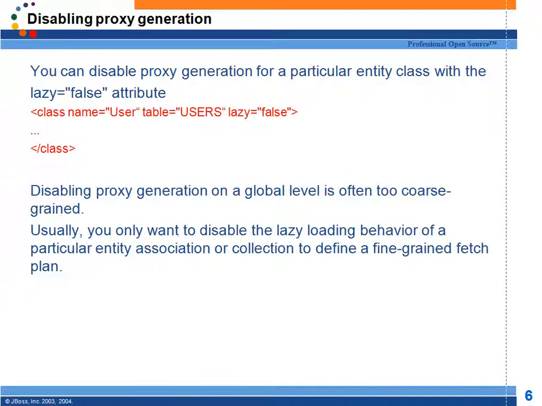How to disable proxies? You can disable proxy generation for a particular entity by using lazy equals false on an entity. Disabling proxy generation on a global level is often too coarse. Usually you want to disable the lazy loading behavior of a particular entity association in a fine-grained way.